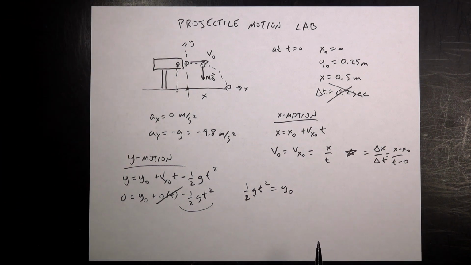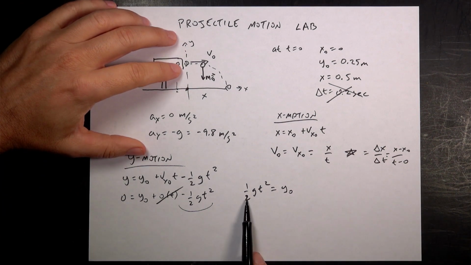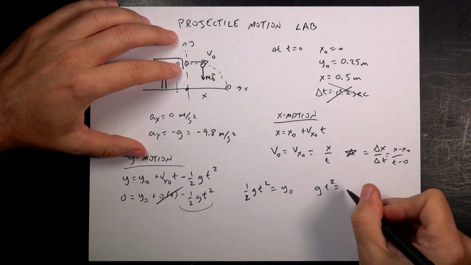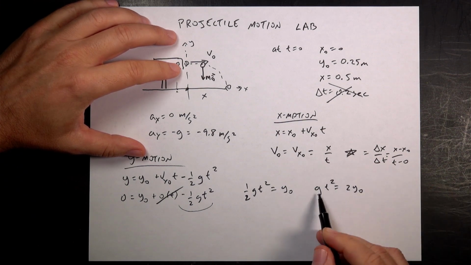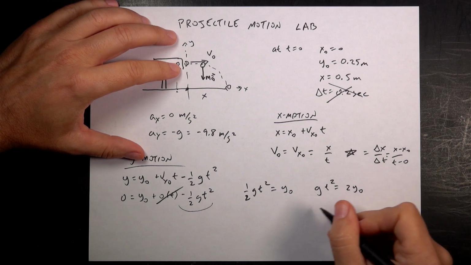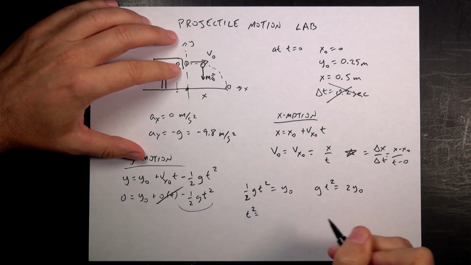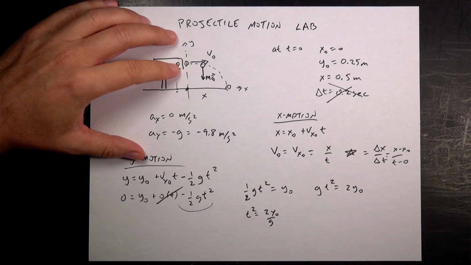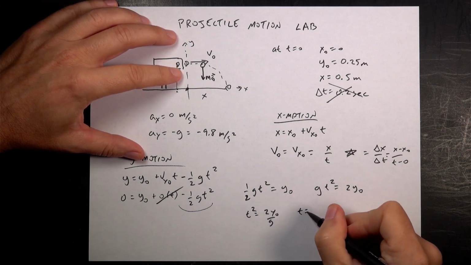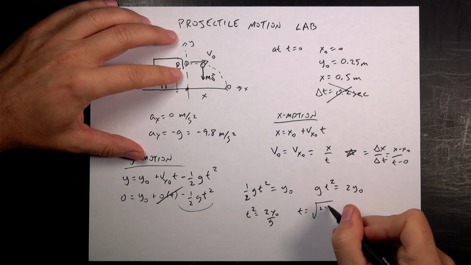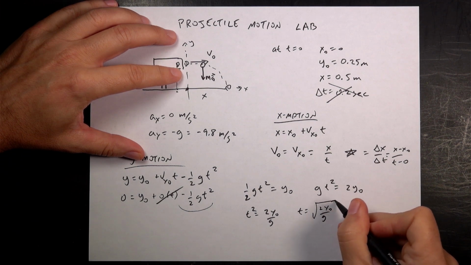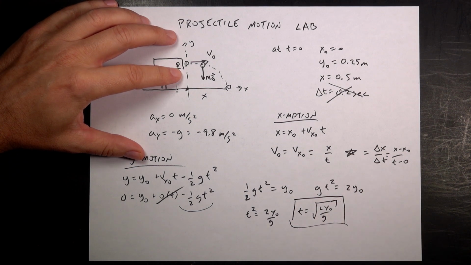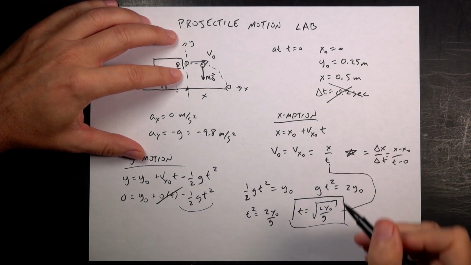Now I want to solve this for time, so I'm going to multiply both sides by 2. I get g t squared equals 2y0. I'm going to divide both sides by g, and I get t squared equals 2y0 over g. And then I'm going to take the square root of both sides. t equals the square root of 2y0 over g. So that's really important. That's my time. I can use this time up here.